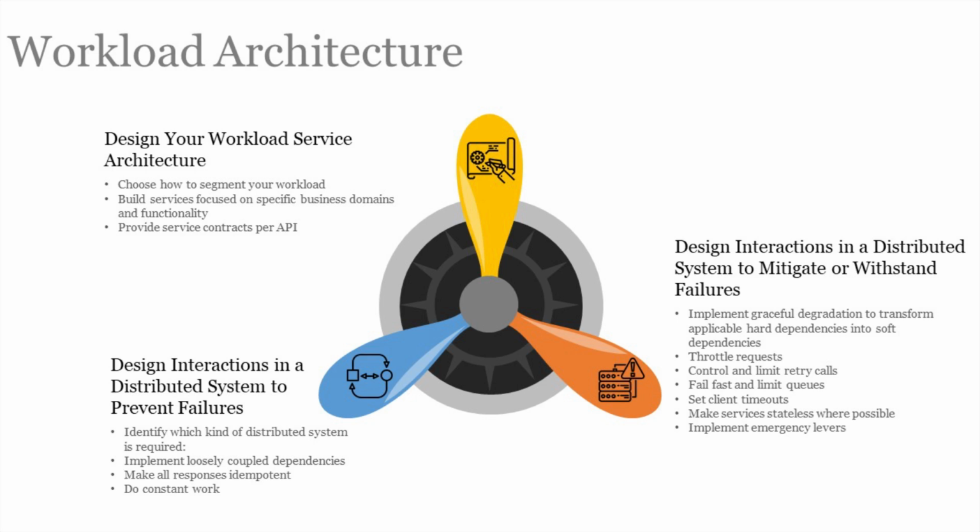A few best practices to prevent such failures are: implement graceful degradation to transform applicable hard dependencies into soft dependencies. When multiple systems are dependent on each other and one of them fails, instead of cascading failures across all components, the immediate system connected to the failed system should be able to provide a fixed response in order to avoid passing the failure to other dependent components.